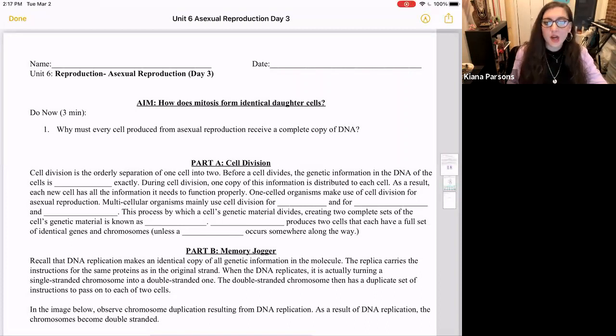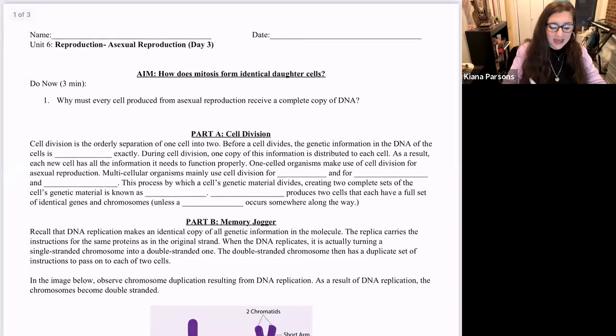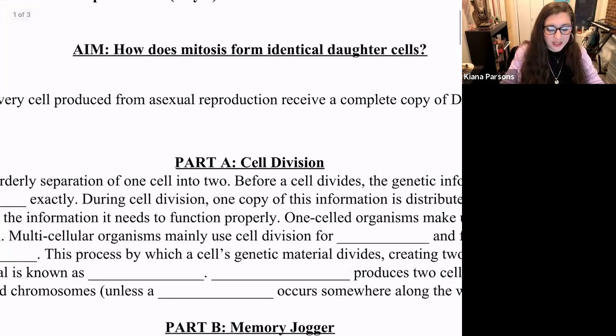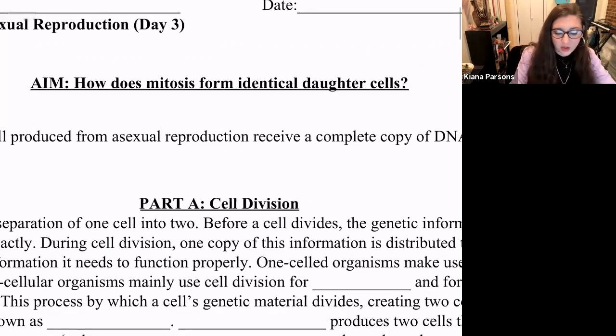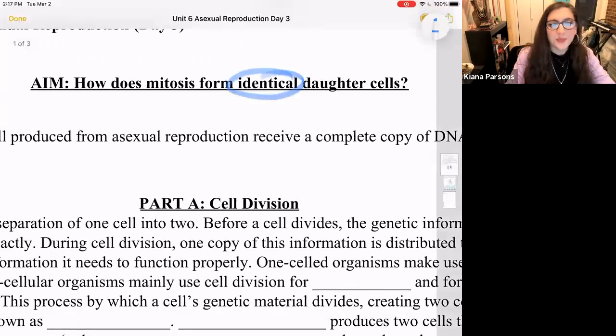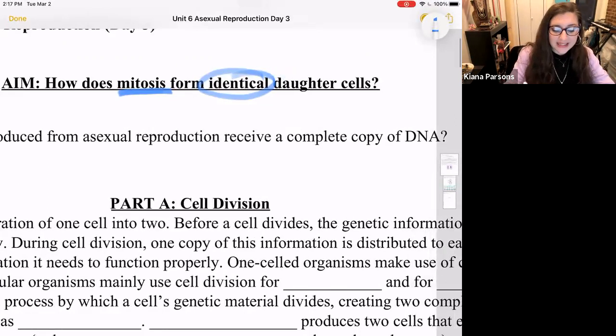So today we will be talking about mitosis more in depth. Today's aim is: how does mitosis form identical daughter cells? And so mitosis, what is it? We'll find that out today. And remember that these identical daughter cells have exactly the same genetic information.